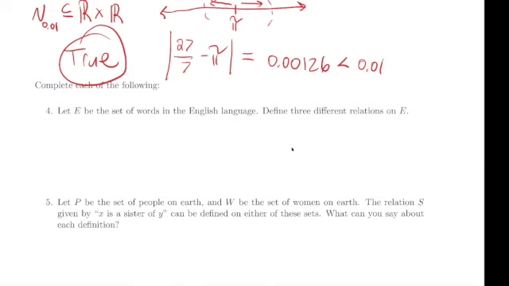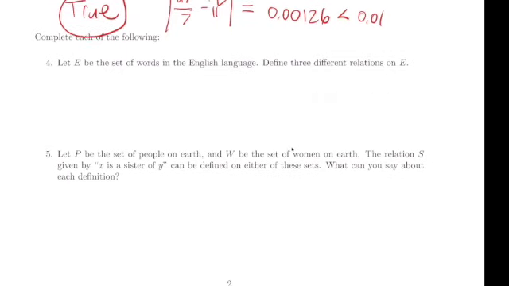So question 4 is saying, okay, E is going to be the set of all words in the English language. Let's come up with 3 different relations on E. When I say 3 different relations, I'm trying to describe them in words as opposed to writing them out as sets. So just say, this word is going to be related to that word if whatever the case might be true.